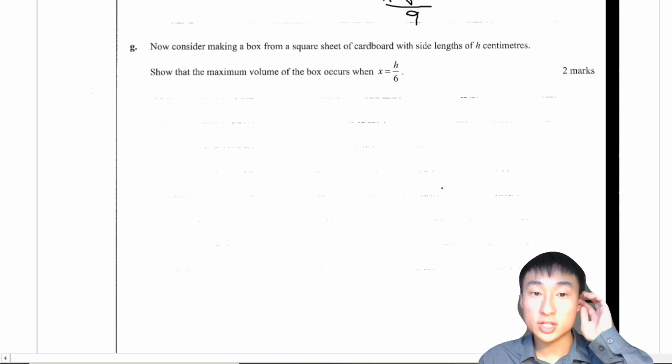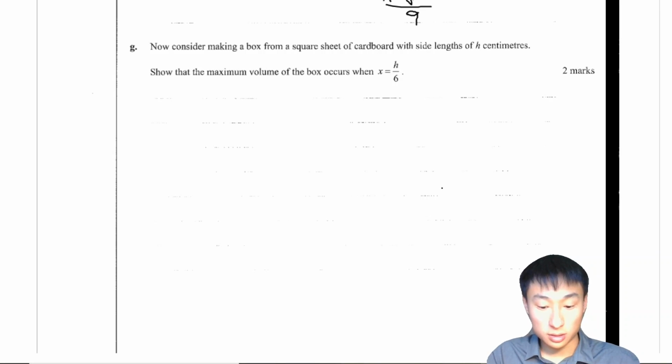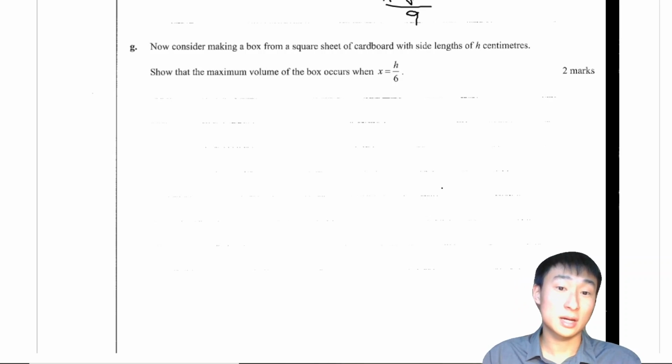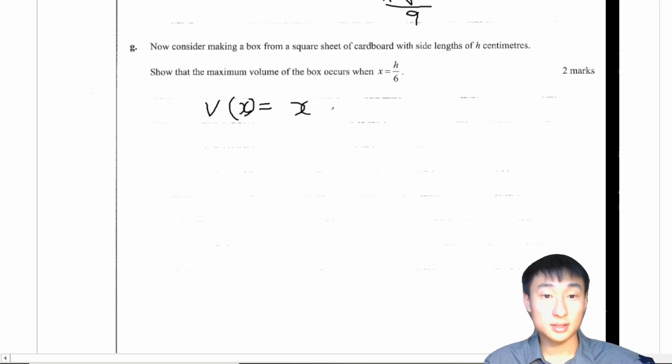Now consider making a box from a square sheet of cardboard with side lengths of h centimeters. Show that the maximum value of the box occurs when x is h over 6. Okay. I think this is just a similar thing. V of x is equal to x times h minus 2x squared, and I'm just going to derive this by hand, I think.